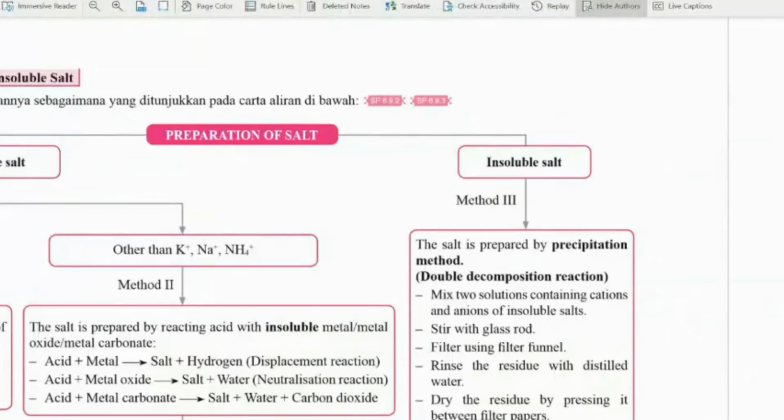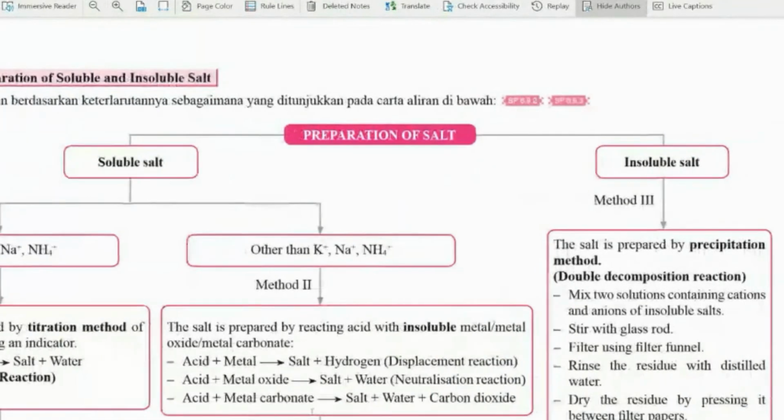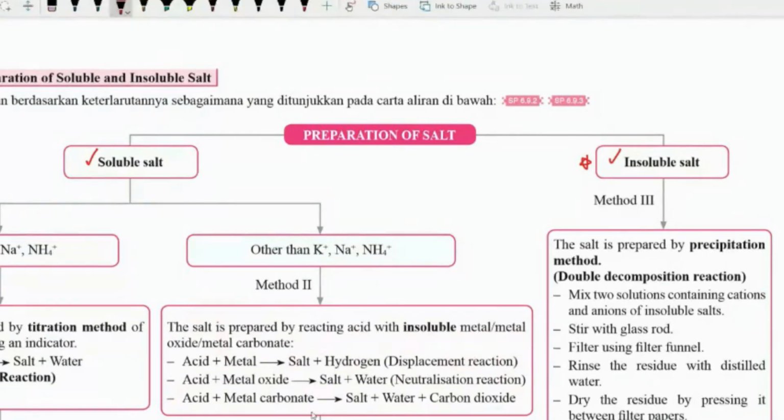Okay, so the first one is a soluble salt. Another one is an insoluble salt. Insoluble salts are relatively easier. Using the precipitation reaction, the one we discussed just now, which we also call double decomposition.